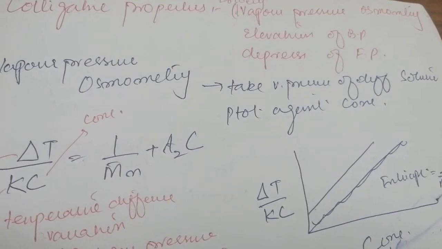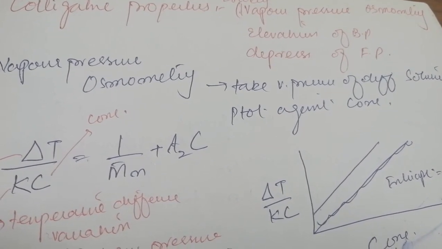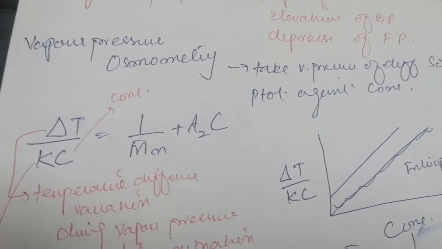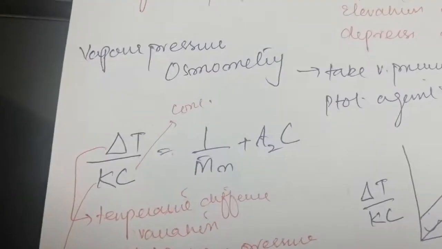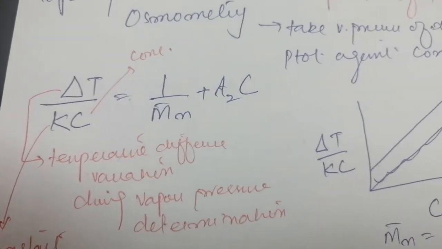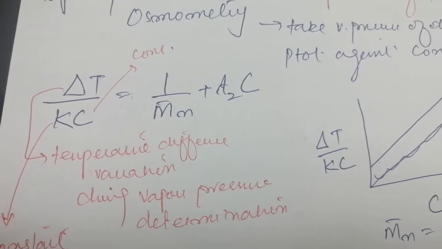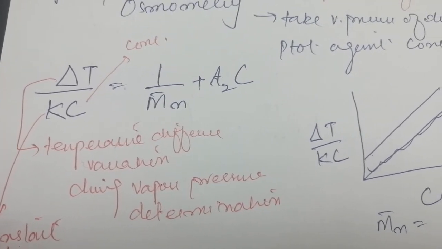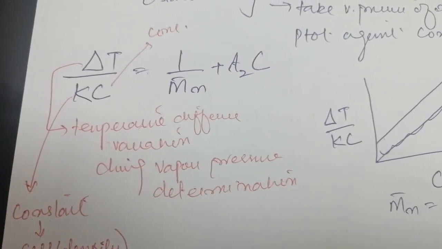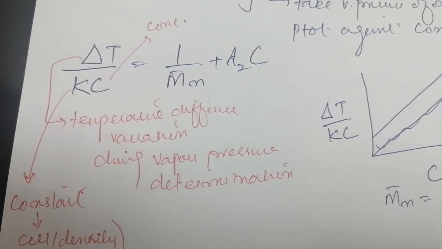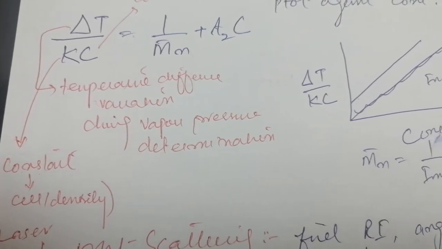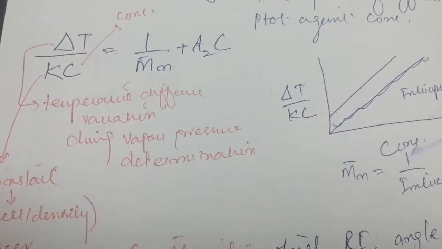What we need to do is prepare different solutions of different concentrations, find the vapor pressure of these solutions, and plot the graph against concentration, right? We're using this expression: delta T over Kc is equal to 1 over the number average molecular weight plus A2C, right? And delta T is the variation of temperature in determining the vapor pressure of the solutions, so it's the initial and the final temperature. That's why we take T2 minus T1 as delta T, right? K is the constant, which depends on the cell and the density of the solution, and C is the concentration, right?